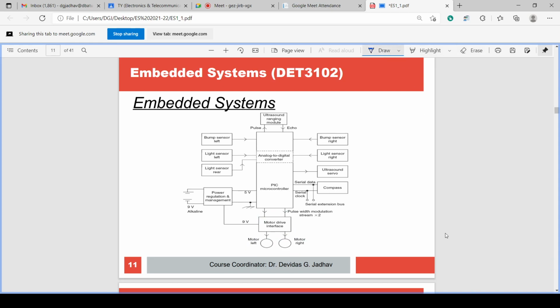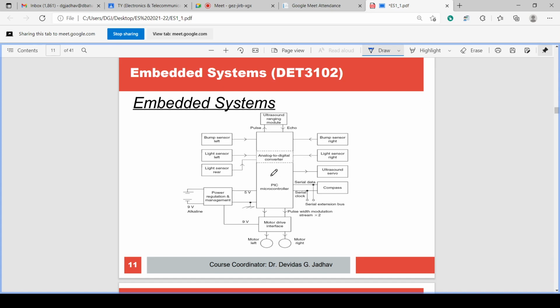Why is the motor driver interface required? It is required to drive the motor, to run the motor. Driver circuitry is required. Motors cannot be driven directly by the microcontroller. The microcontroller gives a signal, that signal is given to the driver, and the driver converts the signal into the motor signal. That's why the motor driver interface is required.